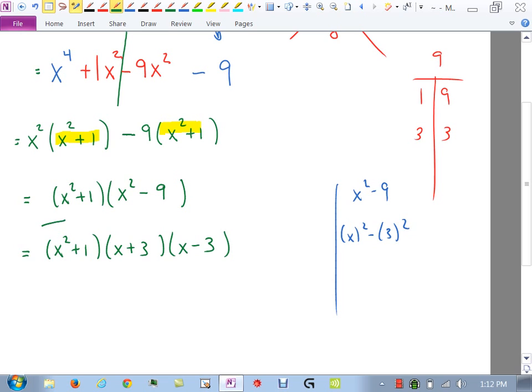If they were both plus 3's, then we could put them together as x plus 3 squared and get rid of this. It doesn't matter. If you notice you've got two things that are exactly the same, you can just write one of them squared. But it's not wrong to not do it.